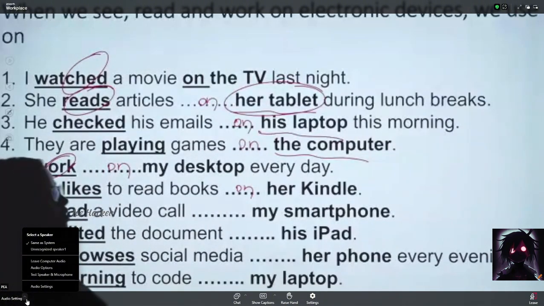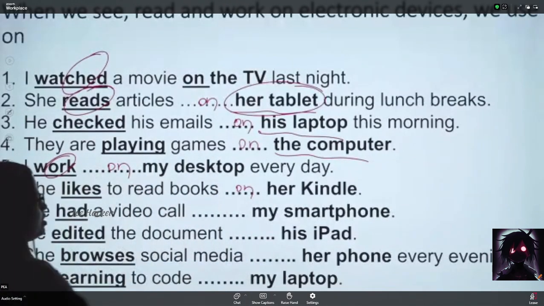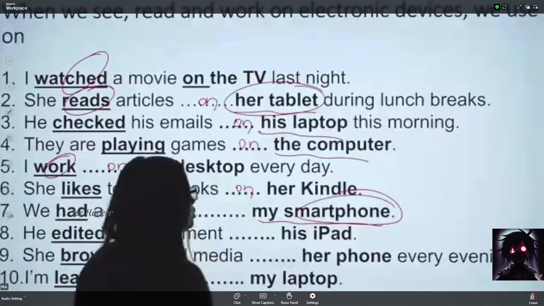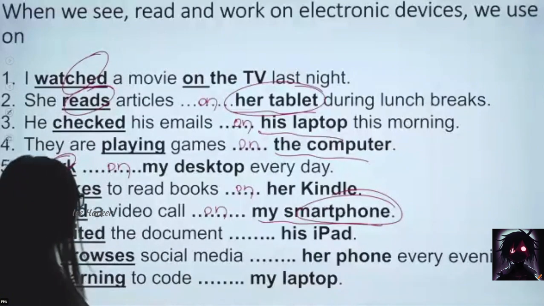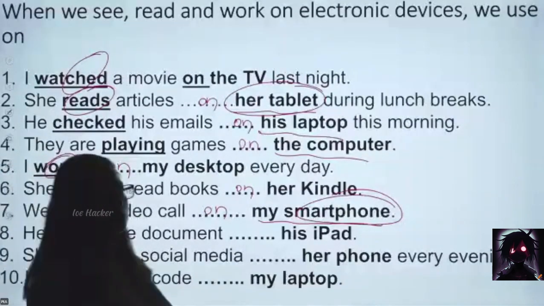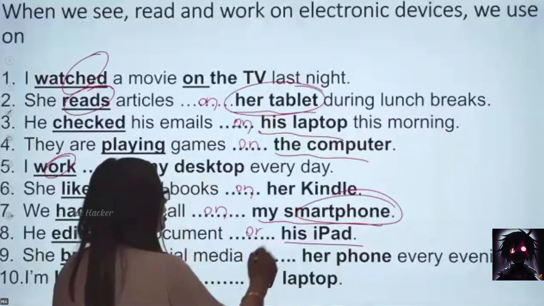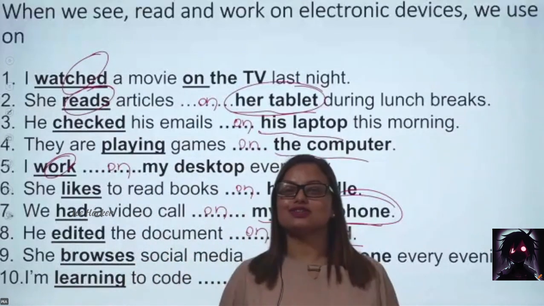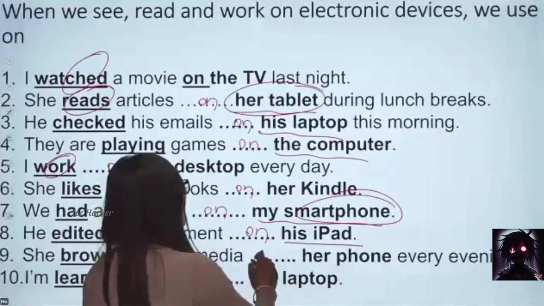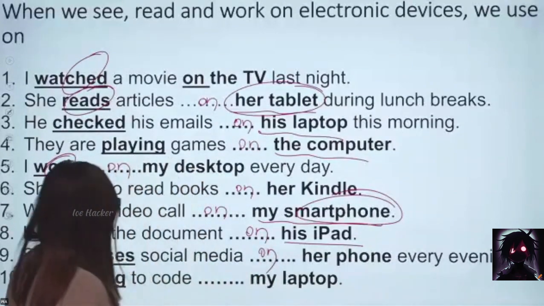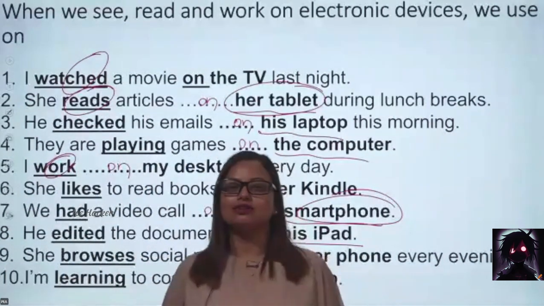I had a video call. You had a video call. It means you are doing something on an electronic device, that is my smartphone. Smartphone is your electronic device. That's why we had a video call on my smartphone, right? He edited the document on his iPad. He's doing something on that electronic device. He browses social media on her phone. And I'm learning to code on my laptop. See, all these things we have done in detail.